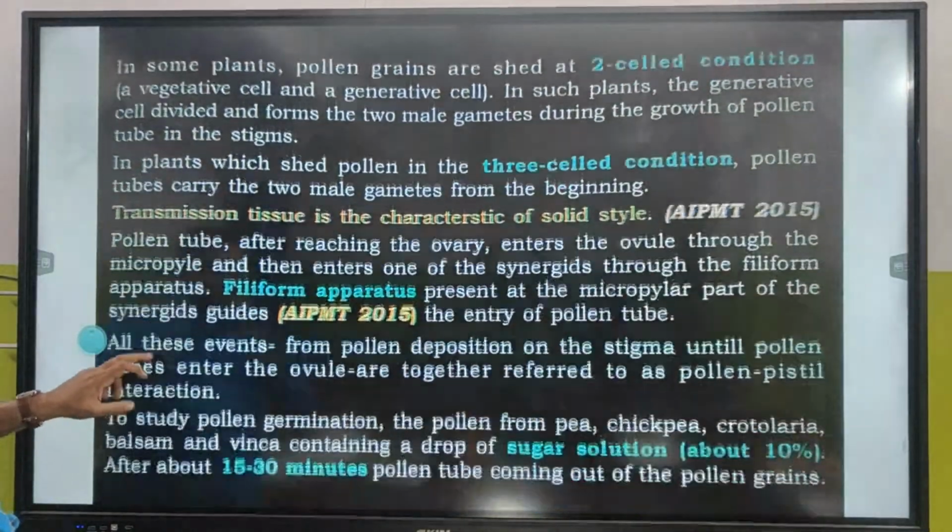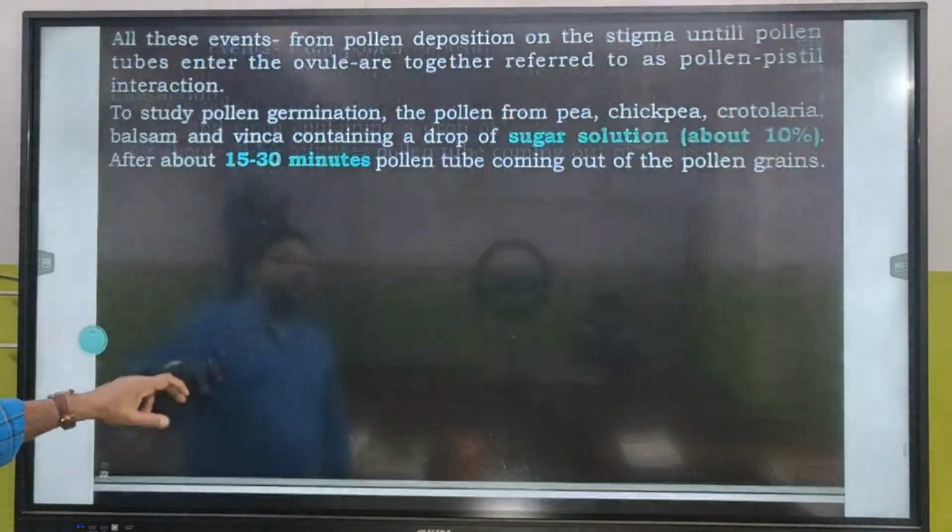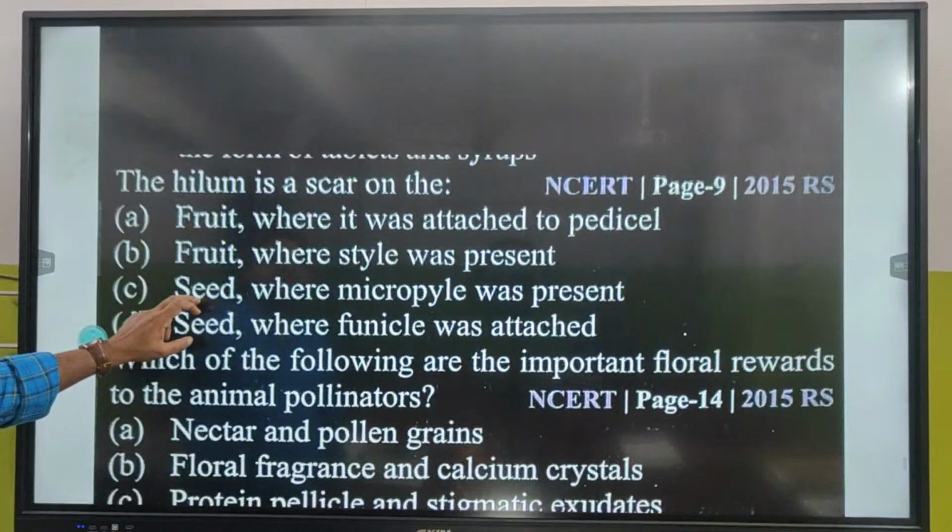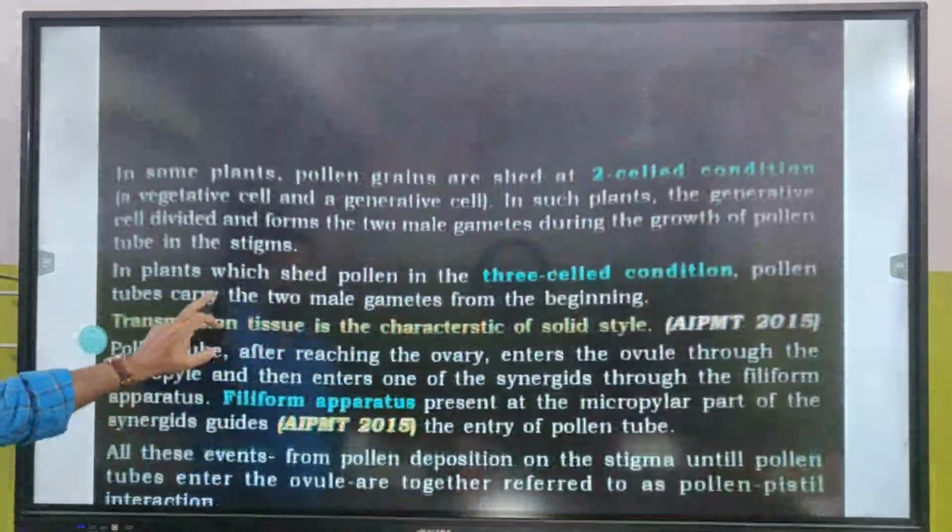Pollen pistil interaction, I think I'm going to start in the next class. Let us solve some questions. I think let us complete it. It's only there.